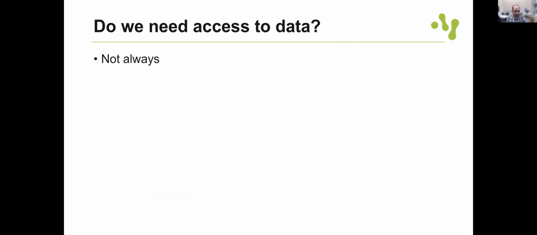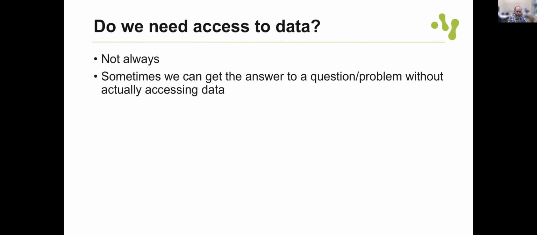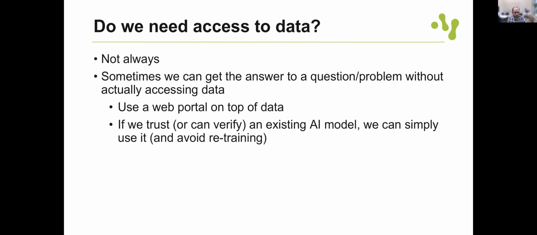Well, obviously not always, and we can very easily get answers to questions without actually accessing data. One of the simplest ways that we do in many cases is that, for example, we go to some website and use a web portal that sits on top of data, and we can use that to answer a lot of scientific questions. Another way of not using data but still getting answers to questions is to use, for example, a pre-trained existing AI model, which we just use, and we don't have to train it.